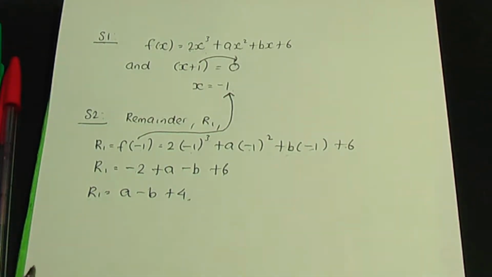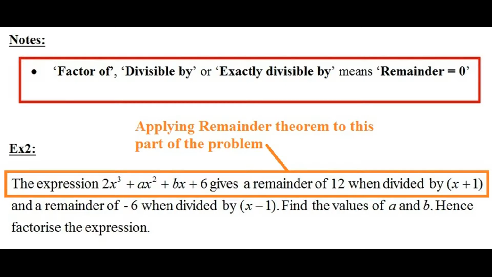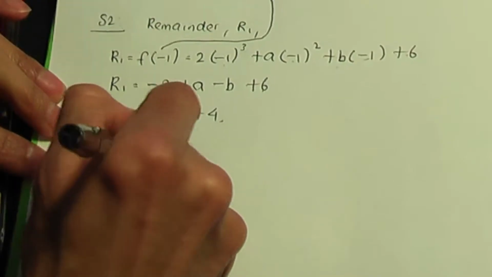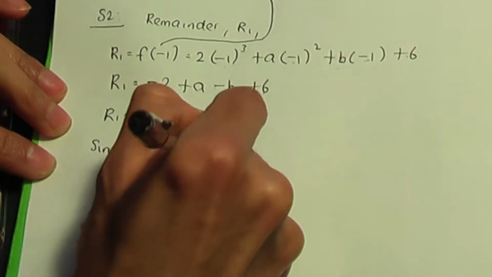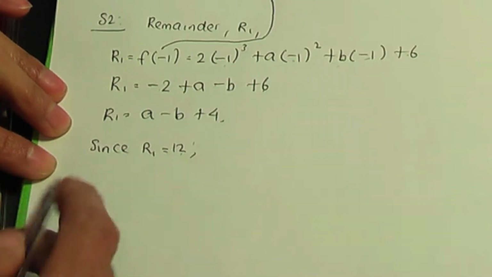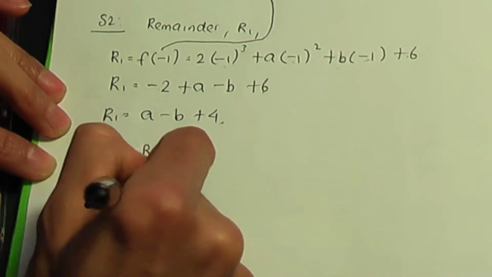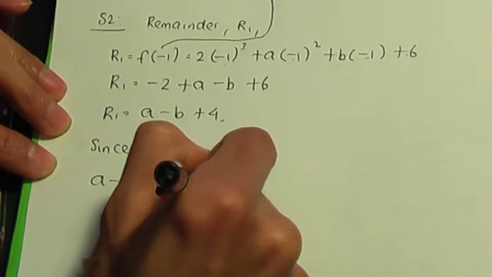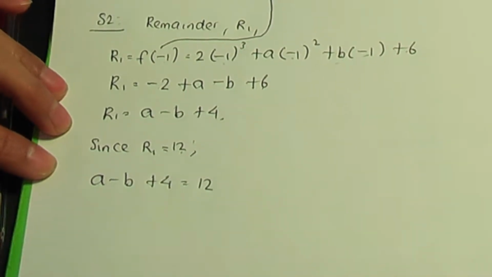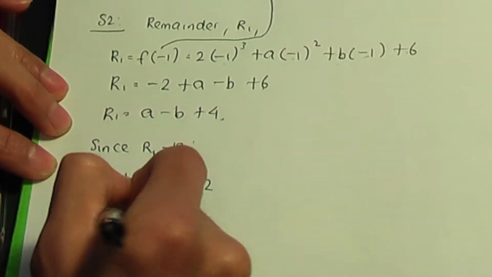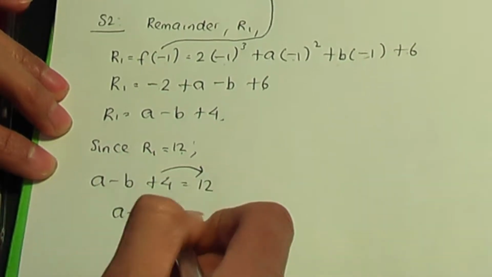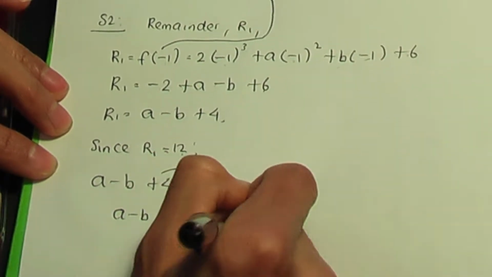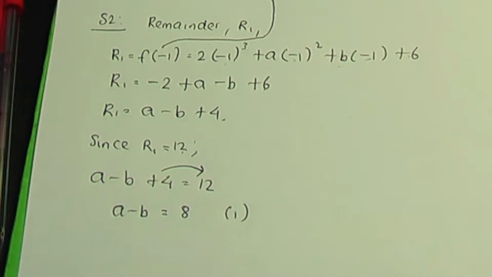If we go back to the question, remember the remainder upon division by x plus 1 is 12. So R1 is 12. So if we go back to the paper and pen, since R1 is equal to 12, if I replace R1 by 12, I'll have a minus b plus 4 is equal to 12. And if I take the plus 4 to the opposite side, my first equation is a minus b is equal to 8. I'm going to call that equation number 1.